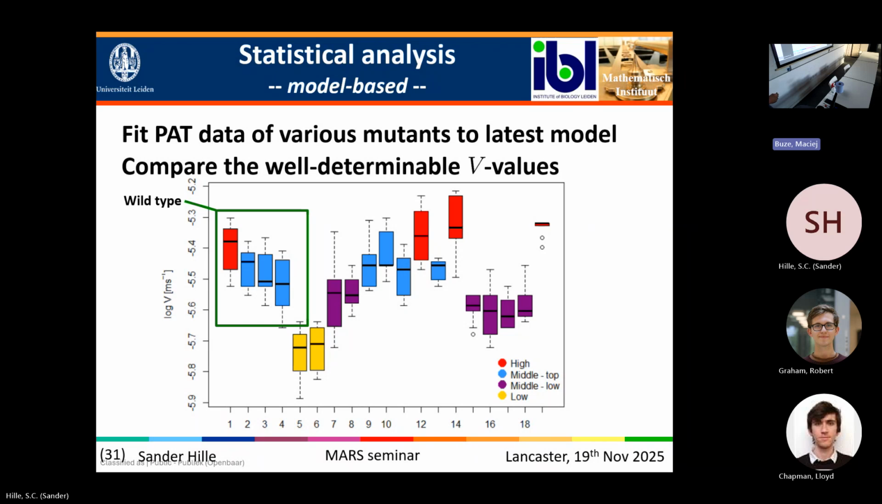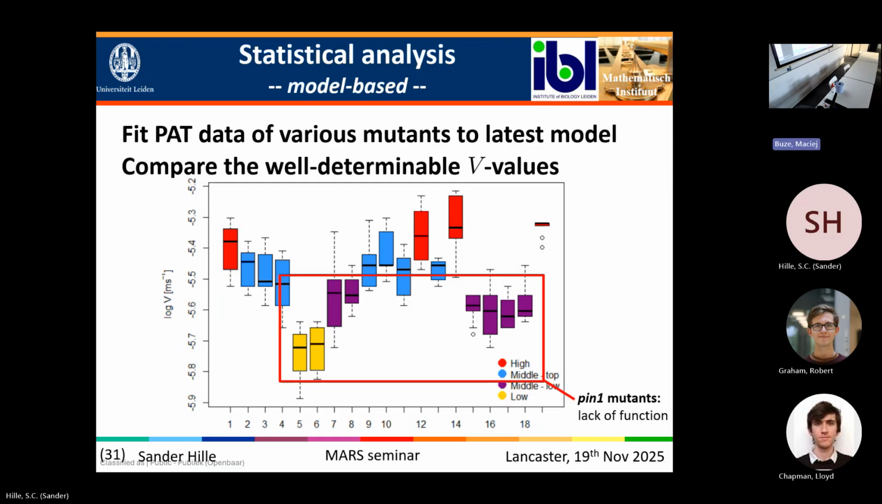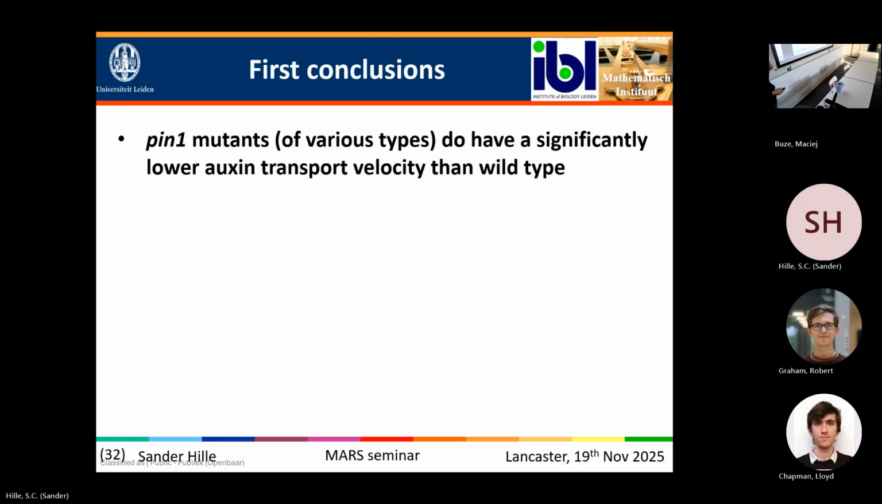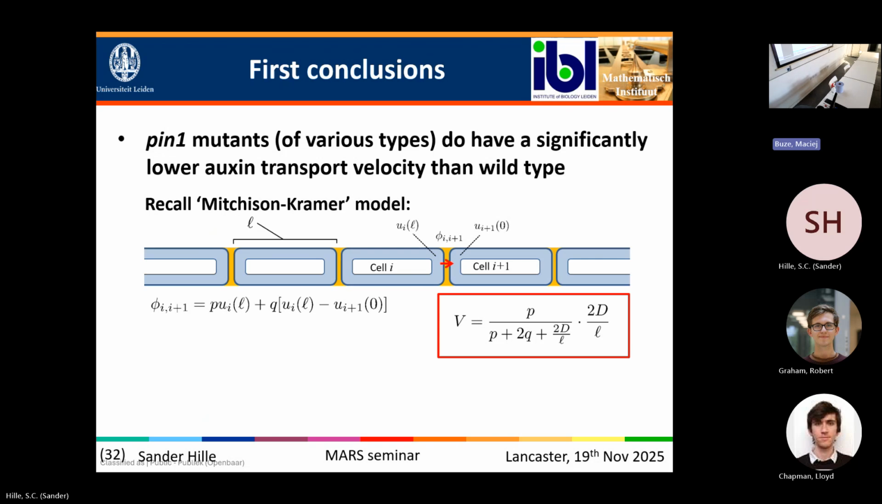So we can identify 4 clusters in this data with similar velocity. These are the natural wild type plants, and then the low class, the 2 low clusters, consist really of pin1 mutants, the ones lacking the auxin transporters. So that's one. Okay, that's nice. So first conclusion, we'll look at what happened there.